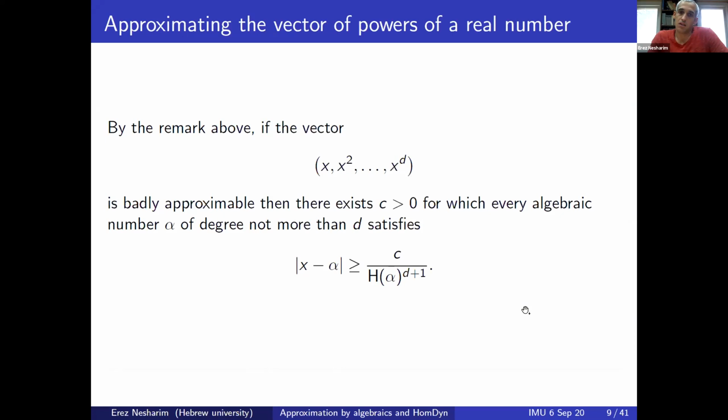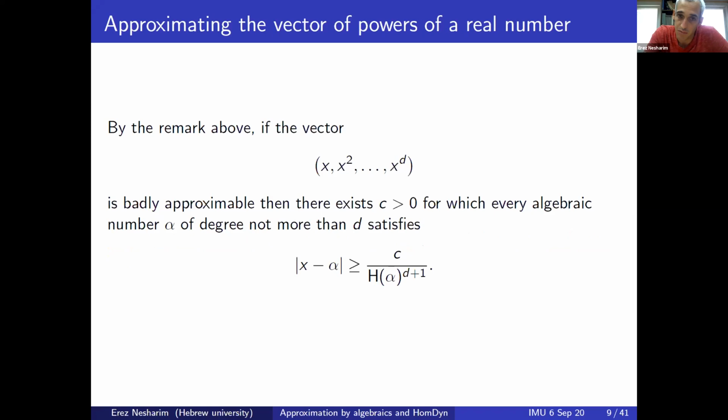So by the remark above, if you plug into this definition the vector of powers of X, then you get a lower bound on how well you can approximate X by algebraic numbers of degree d. So here is what we proved, and then I'll say what was known about these badly approximable vectors that are powers of the same real number.